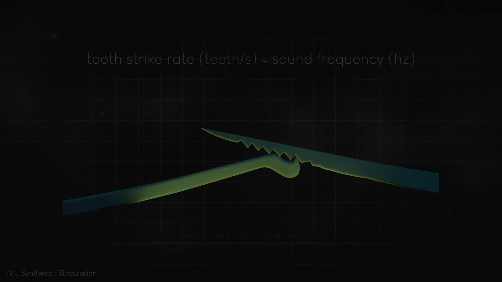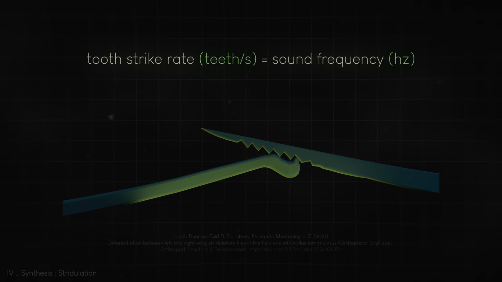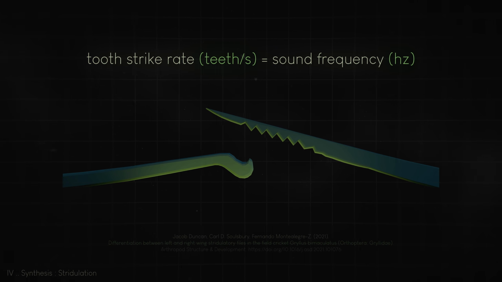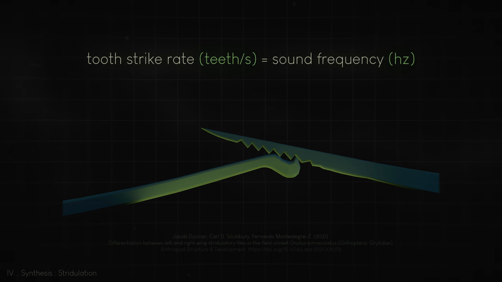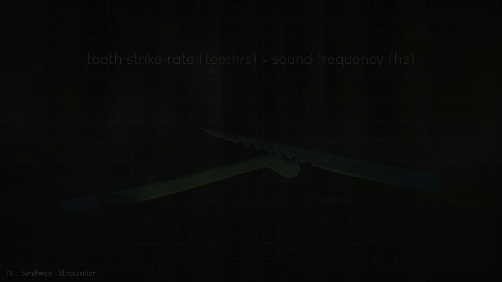And to be exact, the tooth strike rate of the scraper across the file's teeth is equal to the sound's frequency. So, if the strike rate is 5,000 teeth per second, the resulting sound is 5 kHz. While crickets make sound for many different purposes, I'll focus on designing the iconic mating chirp sound.